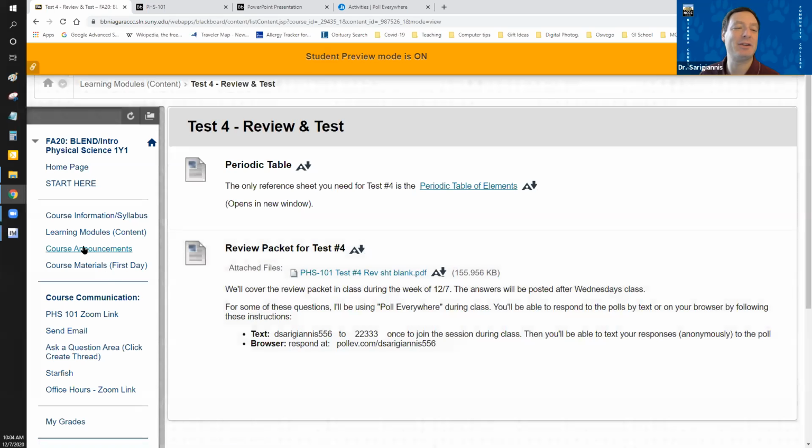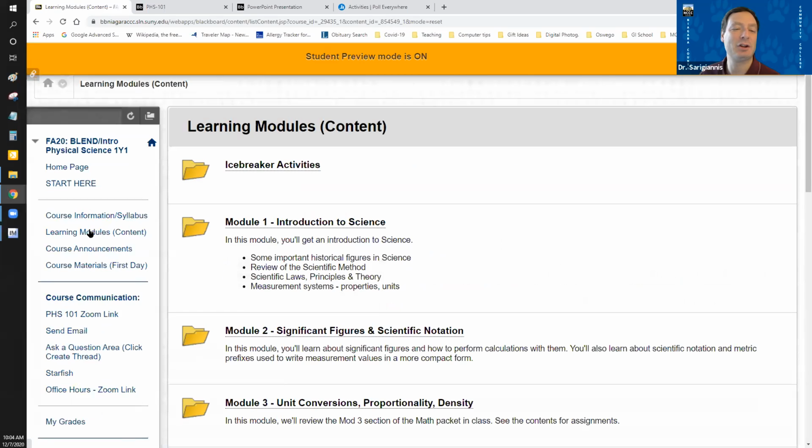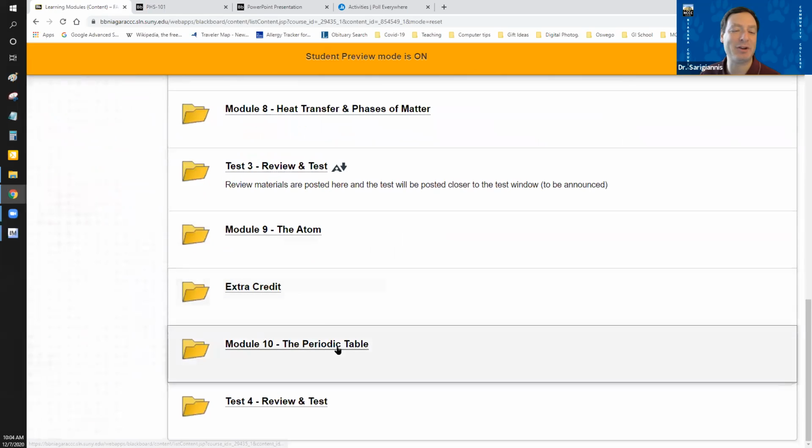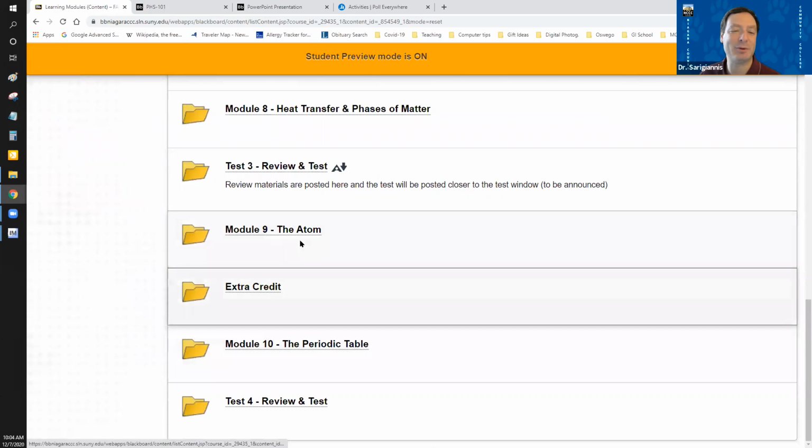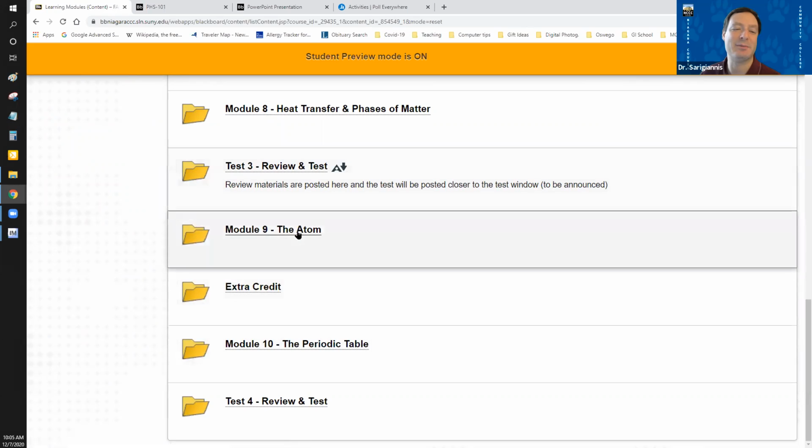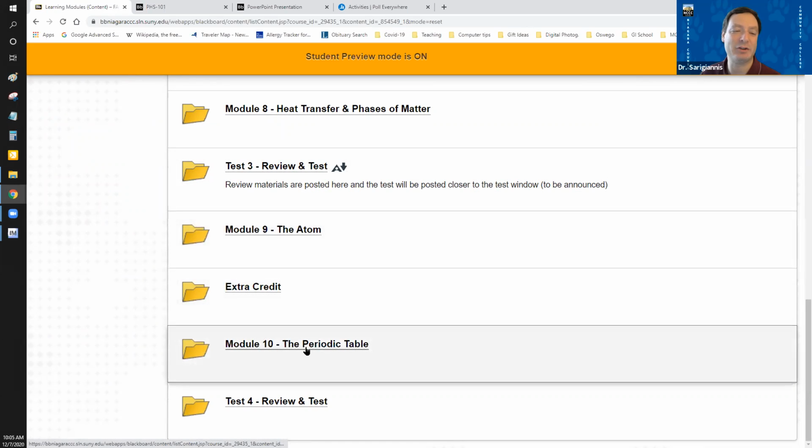Some of you may have noticed the learning module. I mentioned this before, but I'll mention it again. Module 9 and Module 10, the atom and the periodic table. I left those homeworks and quizzes open. In other words, if you still haven't finished them and they're late, you can still do them. So Module 9 and Module 10, you can still do.